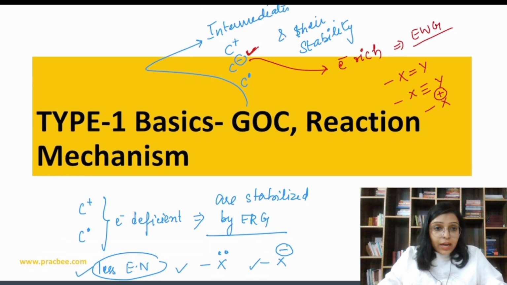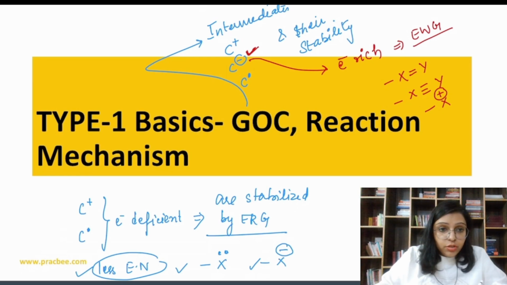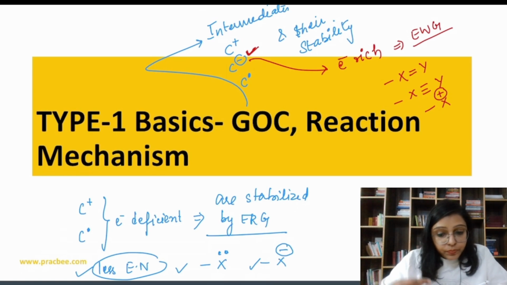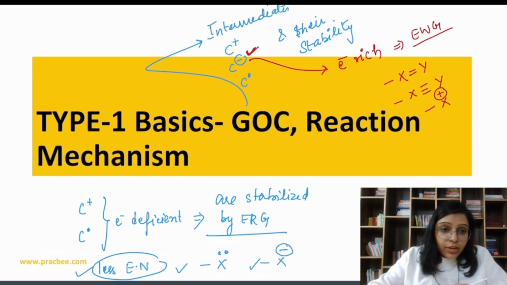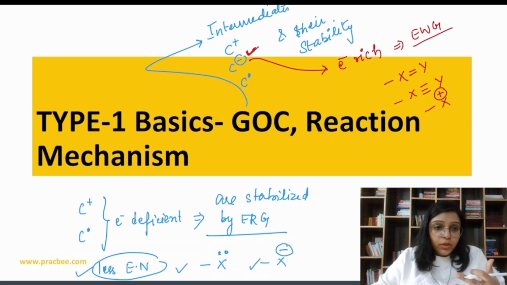Okay, now in reaction mechanism, we have substitution reaction, elimination reaction, and addition reaction. These are the three major reactions, right? In substitution we have nucleophilic substitution and electrophilic substitution. In addition, we have electrophilic addition and nucleophilic addition. Then we have elimination reactions, in which we have E1, E2, and E1cB. These are the most important reactions that you should know.